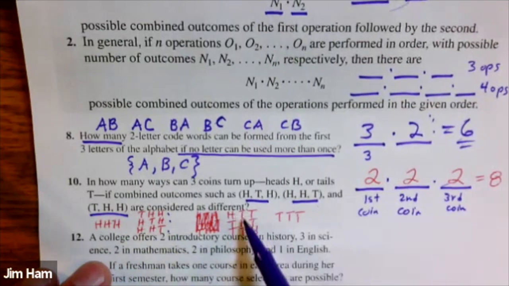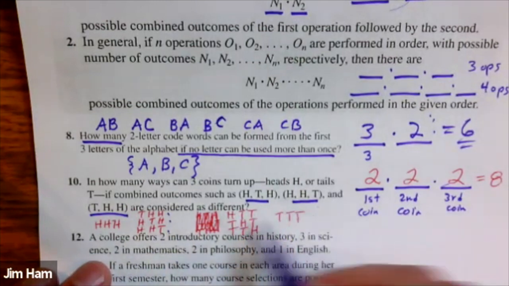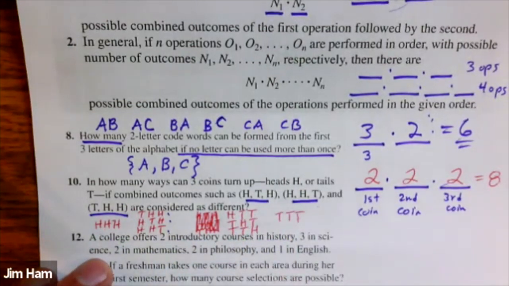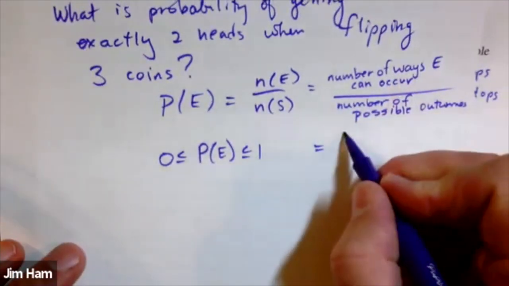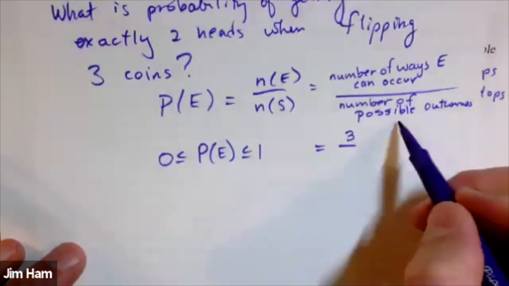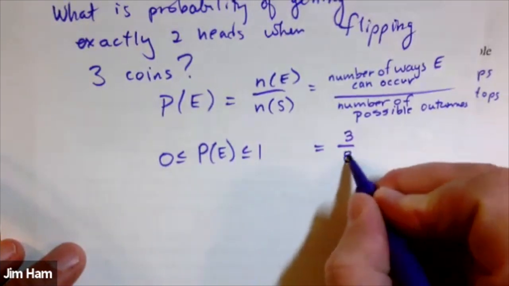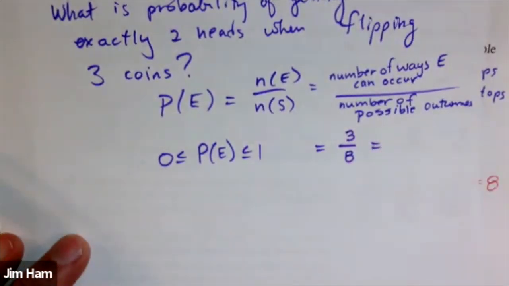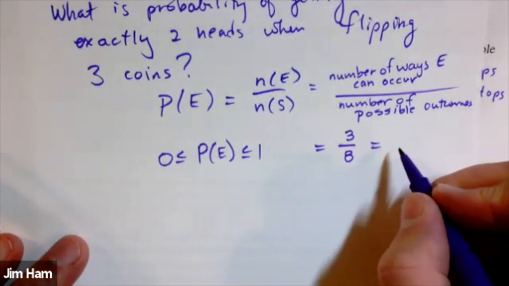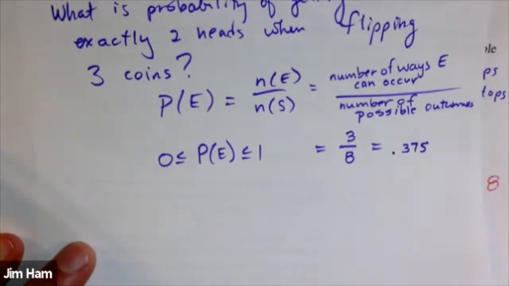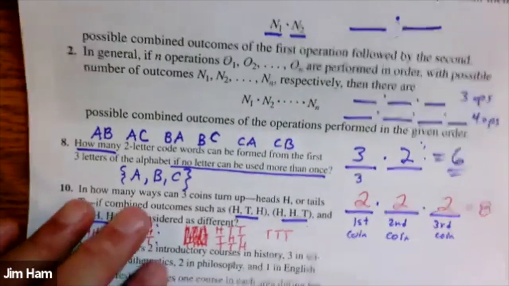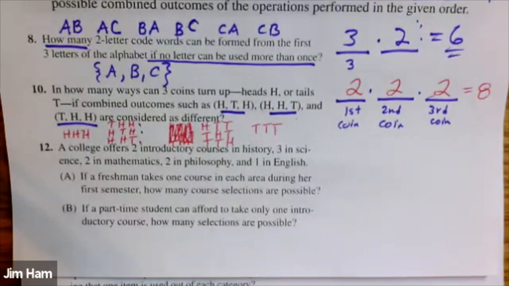None of these other 5 outcomes here have exactly 2 heads. And so the number of ways to get exactly 2 heads is 3, and the total number of possible outcomes is 8. So we would say the probability is 3/8, less than a half. You can either write the answer in fraction form or in decimal form. But today we're just counting. We're actually multiplying. All right, next one.